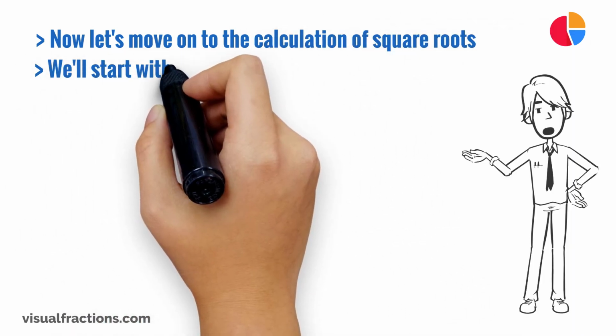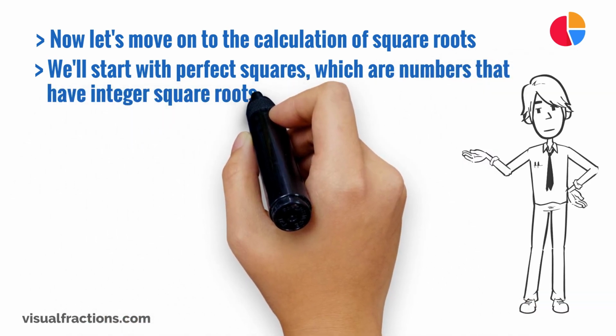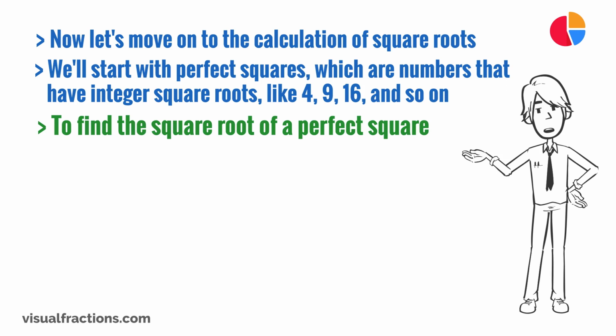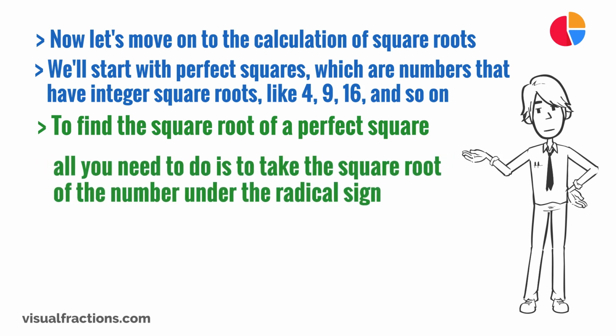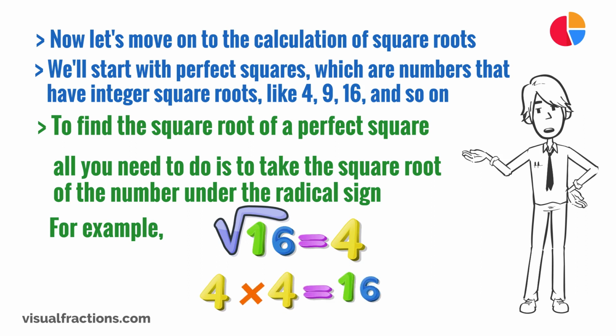We'll start with perfect squares, which are numbers that have integer square roots, like 4, 9, 16, and so on. To find the square root of a perfect square, all you need to do is to take the square root of the number under the radical sign. For example, the square root of 16 is 4, because 4 multiplied by 4 equals 16.